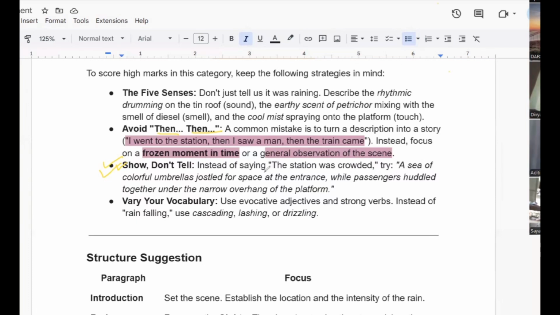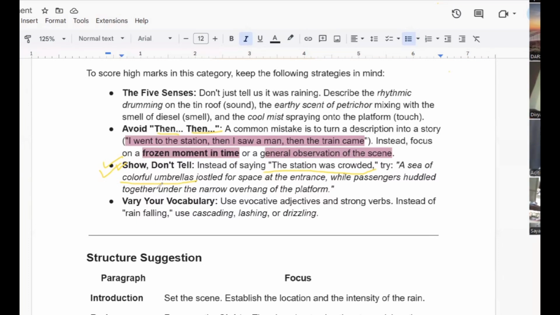So you have to show the readers what is happening. Instead of saying that the station was crowded, try to say it in a different way. The sea of colorful umbrellas jostled for space at the entrance, while passengers huddled together under the narrow overhang of the platform. See how a lot of people are trying to take shelter under the limited platform shed. You have to show it to the people.